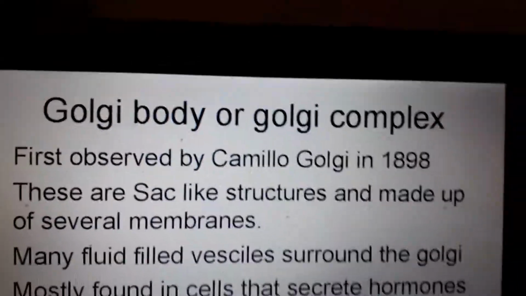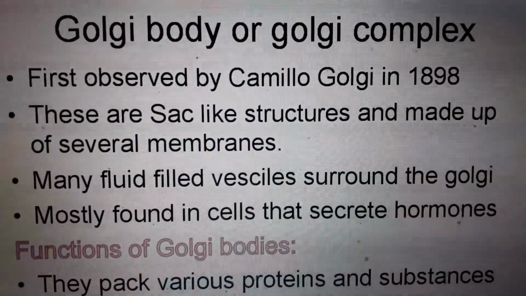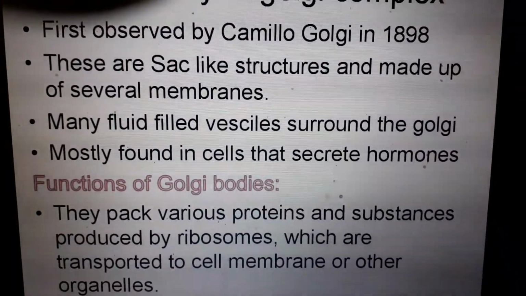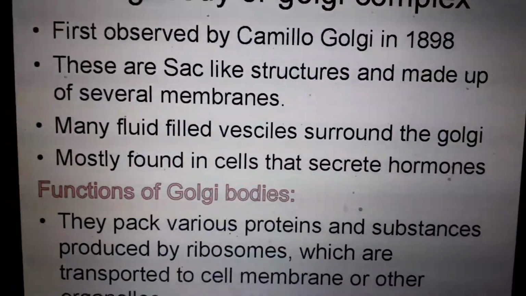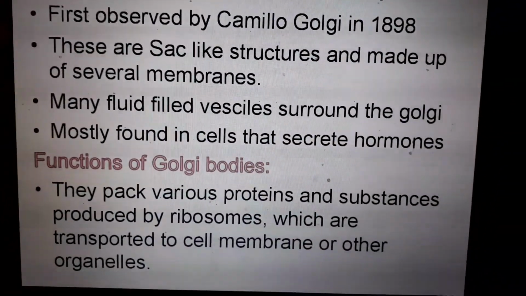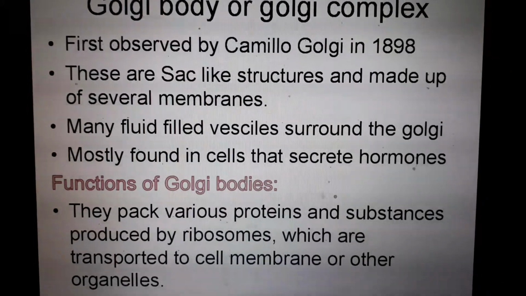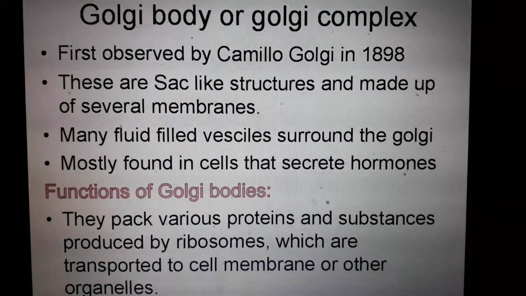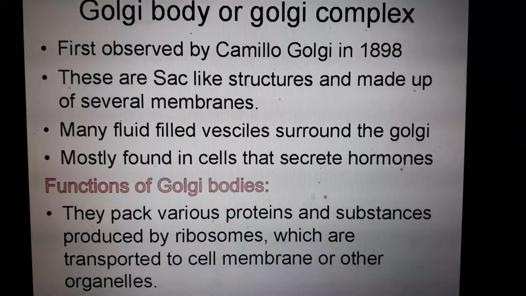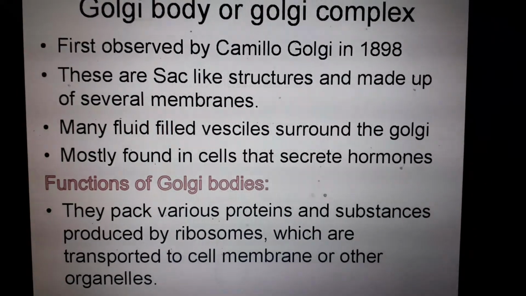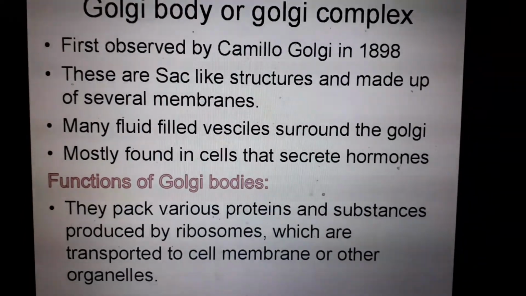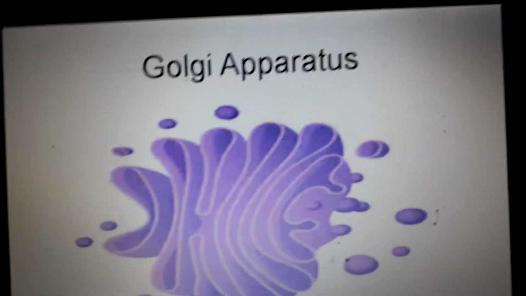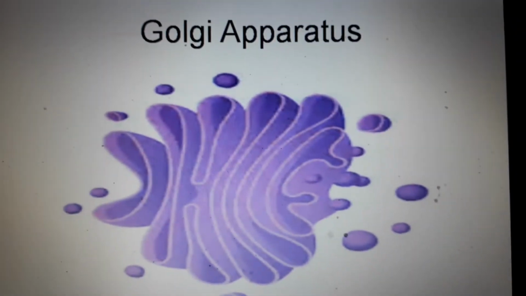So these are sac-like structures that are made of several membranes, and they are surrounded by vesicles around them. And these are found in cells that secrete hormones. Okay, so what is the function of Golgi bodies? They pack various proteins and substances that are produced by the ribosomes, which are transported to the cell membrane or other organelles.